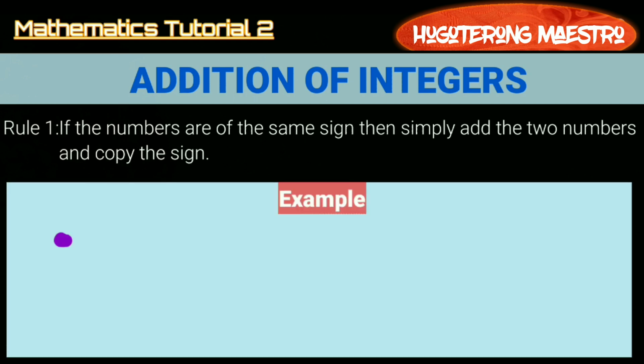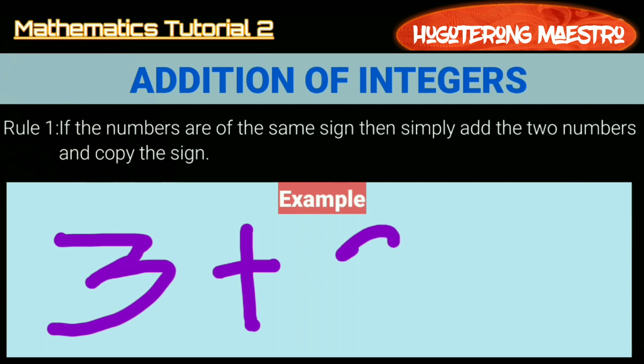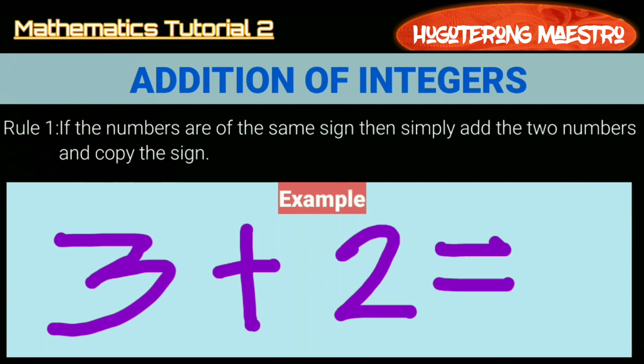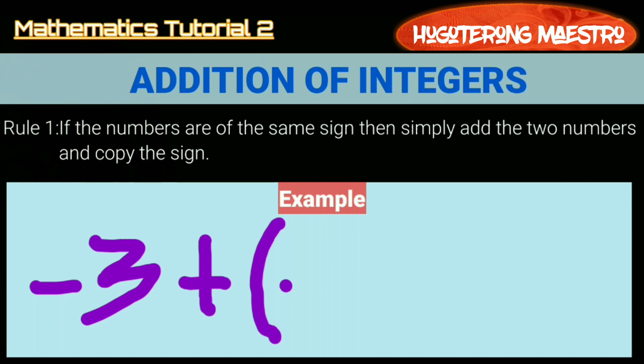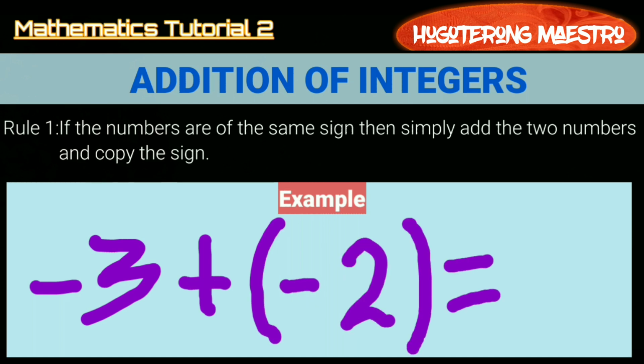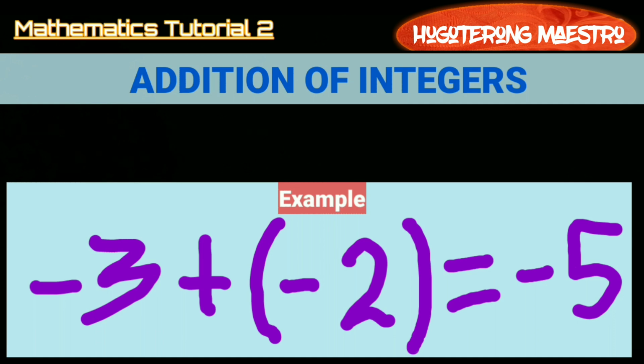Halimbawa, 3 plus 2. Dahil parehong positive ang numbers na i-add natin, i-add lang natin yan agad pagkatapos ay kopyahin ang sign which is positive. So ang sagot ay positive 5. Let's take another example. Negative 3 plus negative 2. Since pareho ang sign nila which is negative, i-add lang natin yan. So 3 plus 2, that is 5, at kopyahin ang sign which is negative. So ang ating sagot ay negative 5.